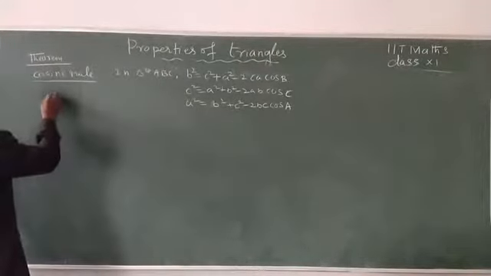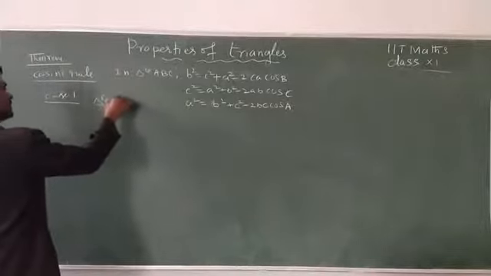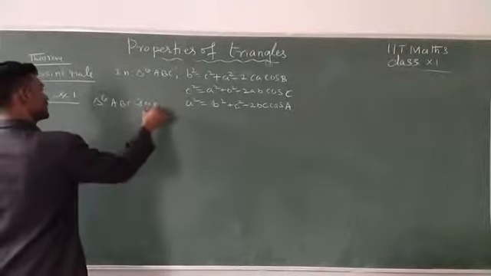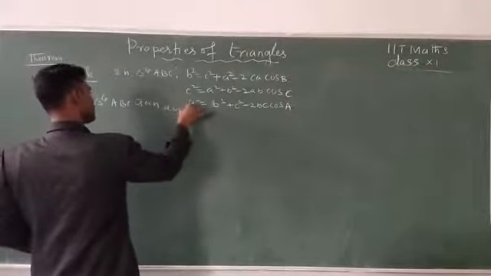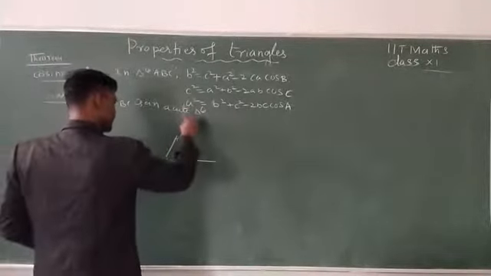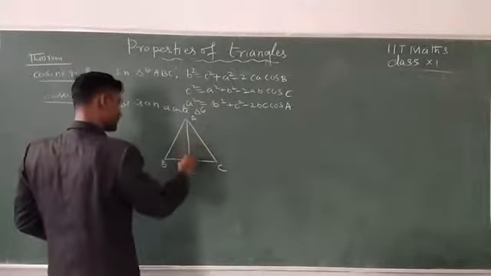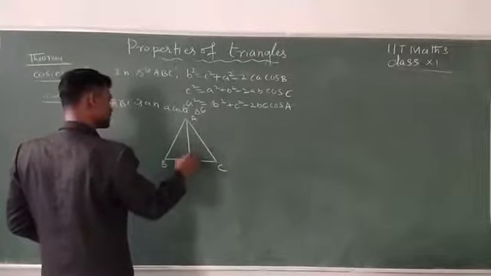See here, case 1: triangle ABC is an acute triangle. Now you have to draw triangle ABC, with vertices A, B, C. Draw a perpendicular from vertex A. This is D.